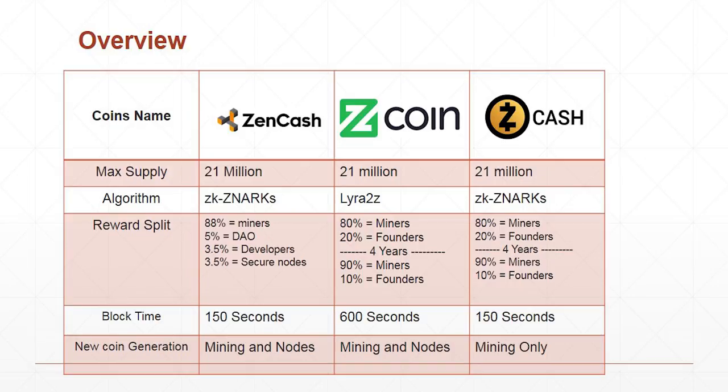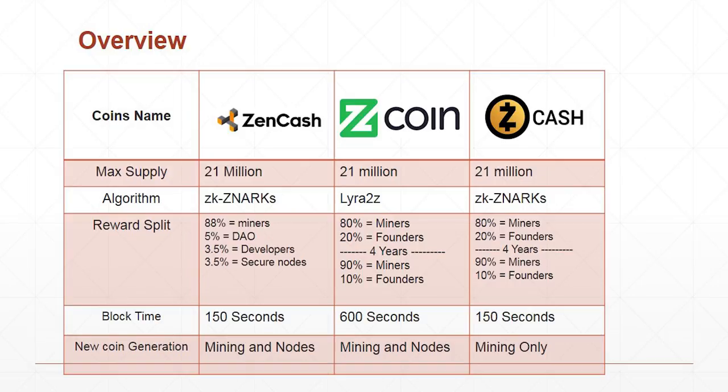The reward split for ZenCash is quite interesting. 88% goes to the miners, 5% goes to the DAO, which is a work in progress. The DAO is essentially like the Dash DAO, where you can vote on proposals, and 5% of the mining block rewards goes to the proposals that get the most votes. 3.5% goes to developers, and 3.5% goes to secure nodes.